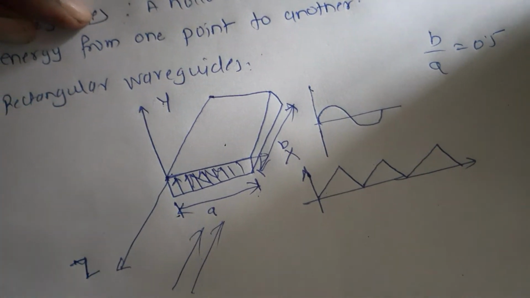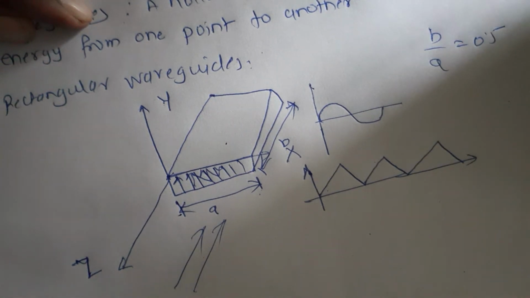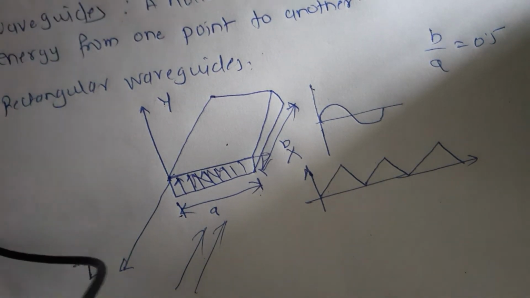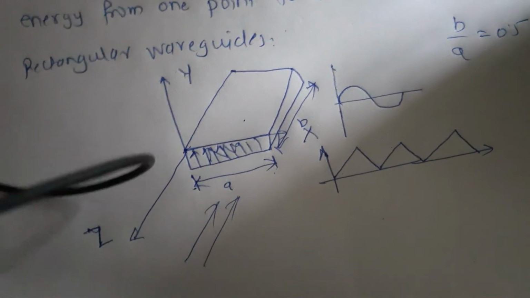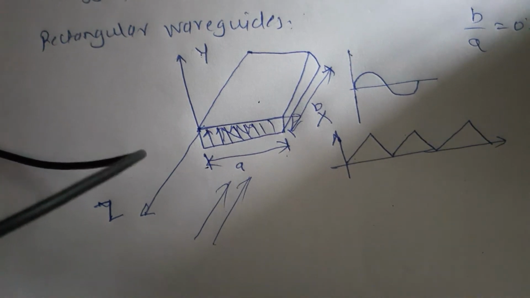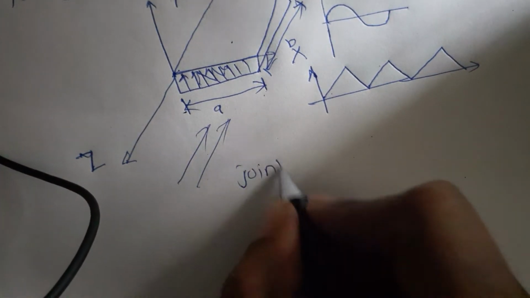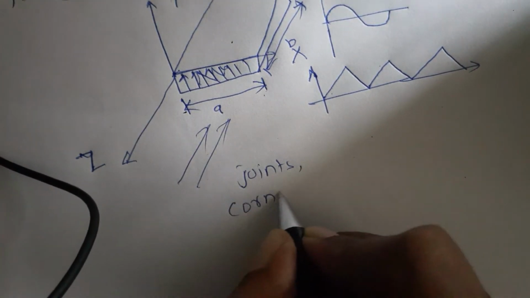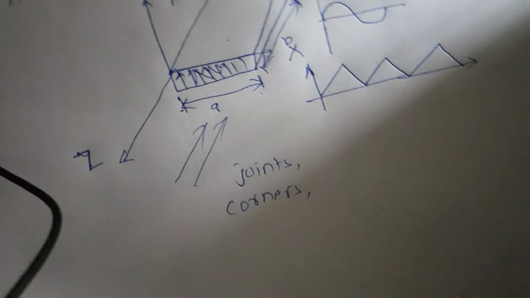Similarly, we have to go for the different modes of the waveguides. Before this, we will go for the applications of waveguides. In applications, we use the waveguides for the transmission of microwave signals in the microwave spectrum between antenna and transceiver. It is also used for the rotational joints. Then it is used in the corners, that we have to see afterwards.